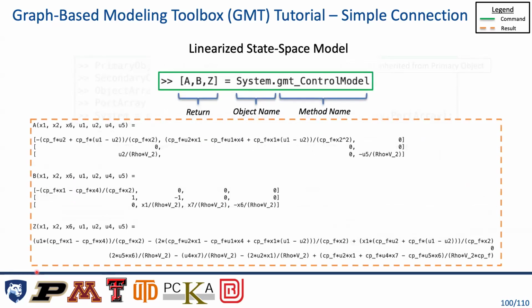You can also generate a linearized state space model from that object by calling the GMT_control model. There are three variables that are returned. They're symbolic equations corresponding to your A matrix, B vector, and an affine Z term.